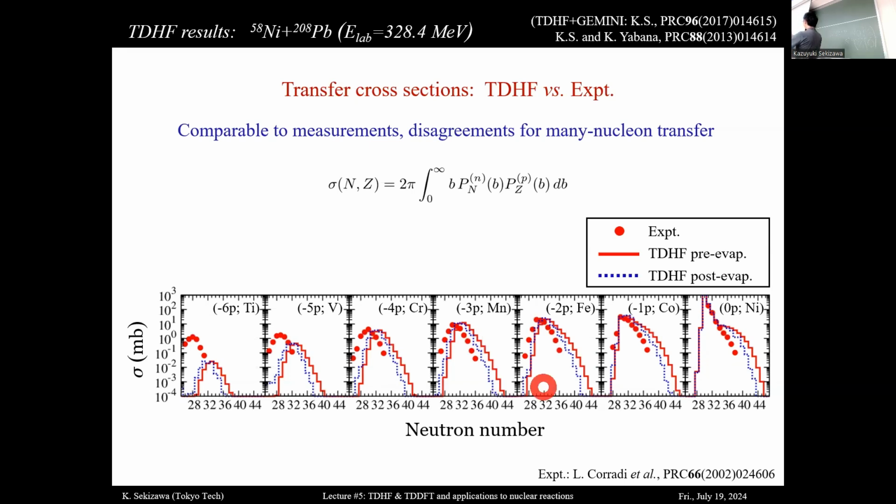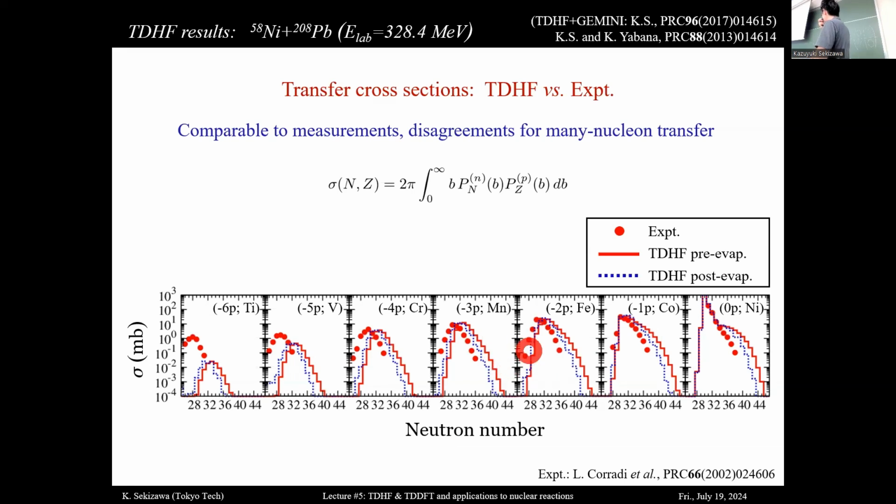And those red and blue lines correspond to the results of the TDHF calculation with particle number projection. And as you can see, in some cases you can see some deviations. But for those processes with a small number of proton transfers, it agrees. It is not so bad.